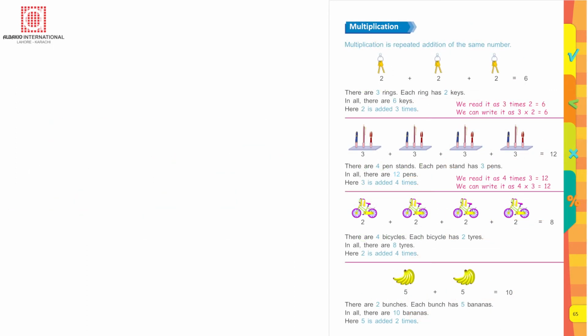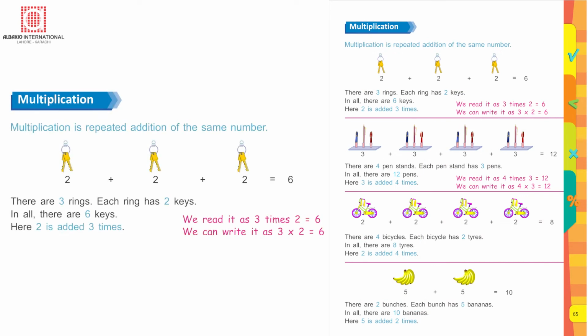Moving on to page 65. Multiplication. What is multiplication? Multiplication is repeated addition of the same number. For example, 2 plus 2 plus 2 is equal to 6. There are 3 rings. Each ring has 2 keys. In all, there are 6 keys. Here, 2 is added 3 times. We read it as 3 times 2 is equal to 6. We can write it as 3 multiplied by 2 is equal to 6.